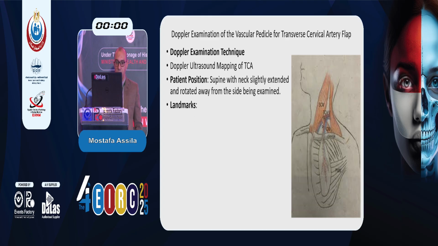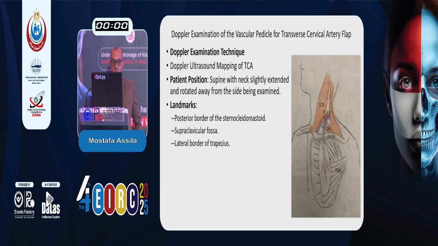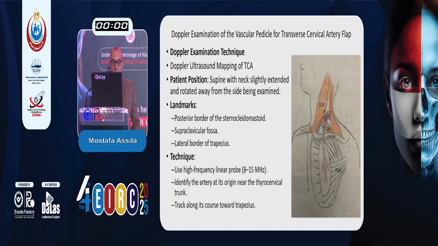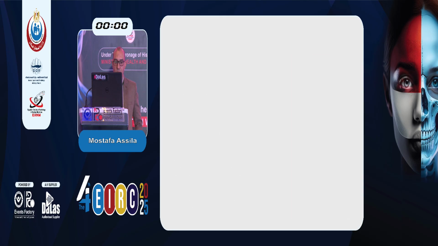Patient supine with the neck slightly extended and rotated away from the side being examined, either right or left. Landmarks: posterior border of the sternomastoid muscle, supraclavicular fossa, and lateral border of the trapezius. Technique: use a high-frequency linear probe from 8 to 15 megahertz. Identify the artery and its origin near the thyrocervical trunk. Track along the course towards the trapezius.